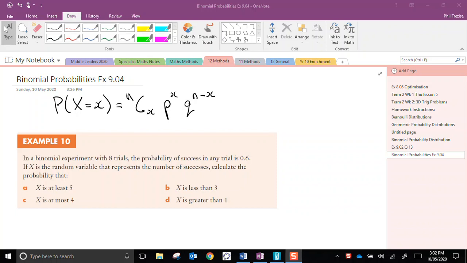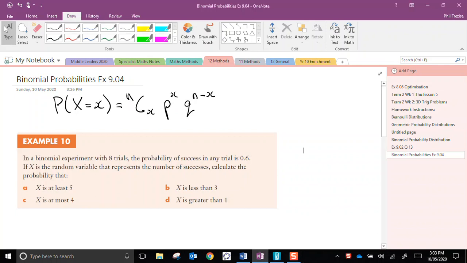Hi everyone, this lesson is about how we're going to use technology, specifically our Casio CG50 calculators, in order to solve some of these binomial probability questions. Now, this of course is our formula that we've learnt previously for the probability of an outcome in a certain experiment. Remember that P is the probability of success, Q is the probability of failure, N is the number of trials in the experiment, and X is the number of successful outcomes.